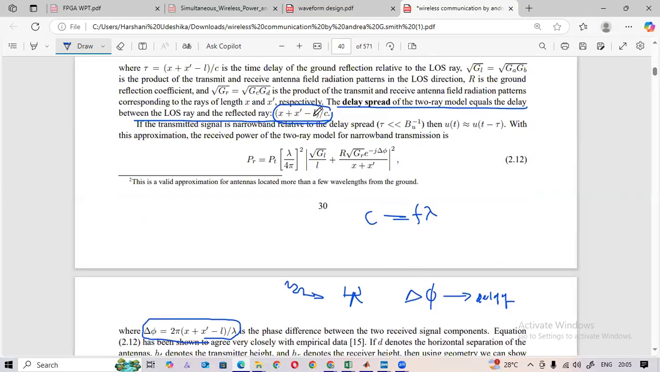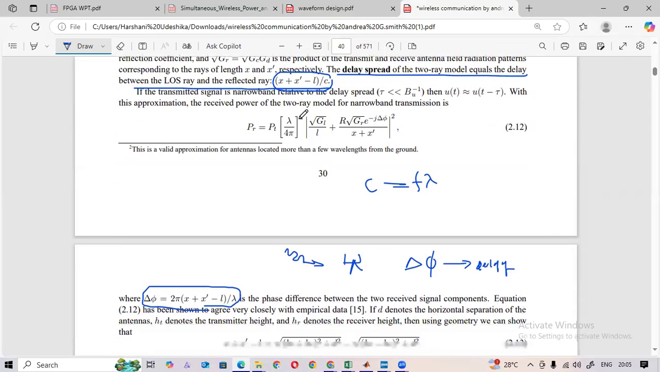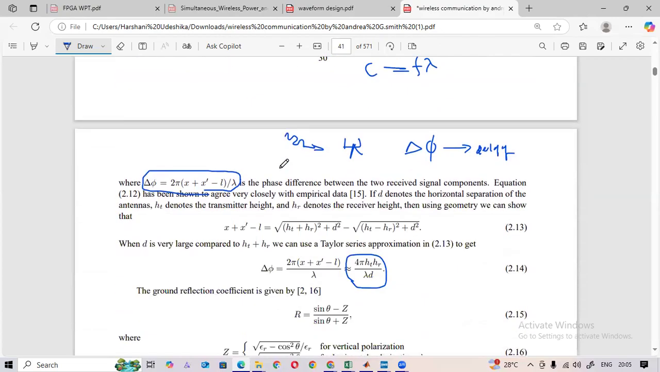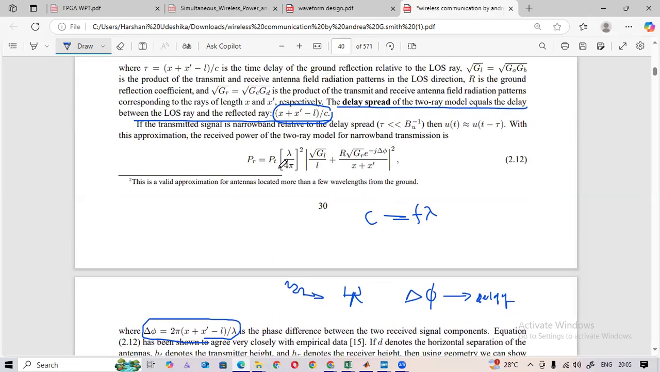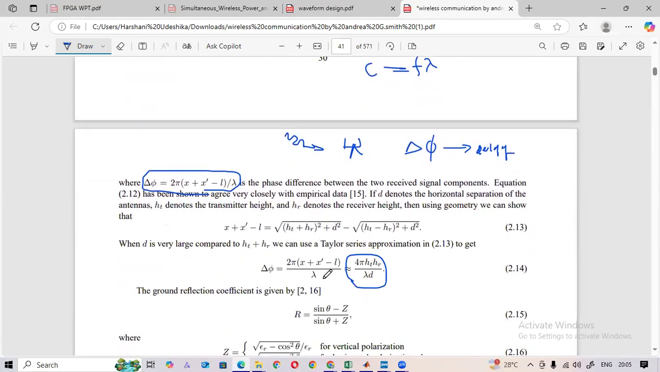So it is clear, no? It is not much difficult. I think you can do this by yourself. So if you are asked to find the delay spread, and if you are given the distances, no problem, you can find it using this c. If you are not given the distances, you need to have the frequency and also the receiving and transmitting antenna heights. Then using that, you can find the phase difference, delta phi.